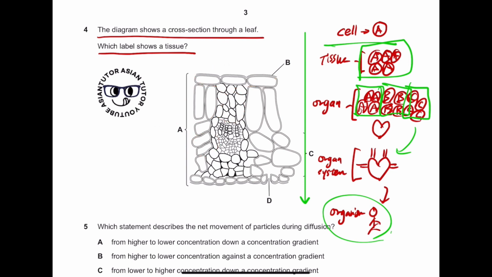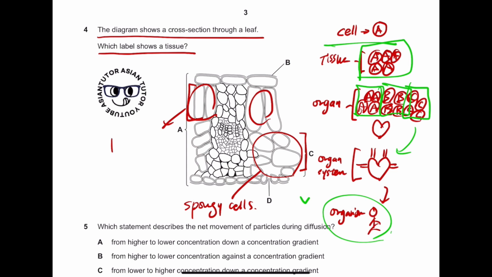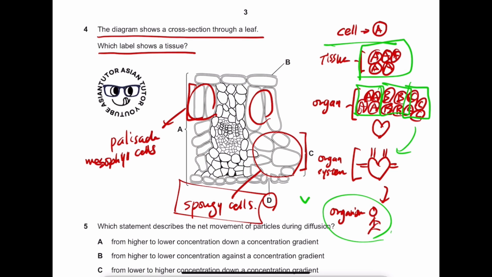If we just look at it, I guess C is only showing the same type of cell. These cells are called spongy cells. These cells are called palisade cells, or palisade mesophyll cells, and these guys are also mesophyll cells as well. D is only pointing at a hole, or pore. It's either hole or pore, which doesn't really matter, and its name is called stomata.